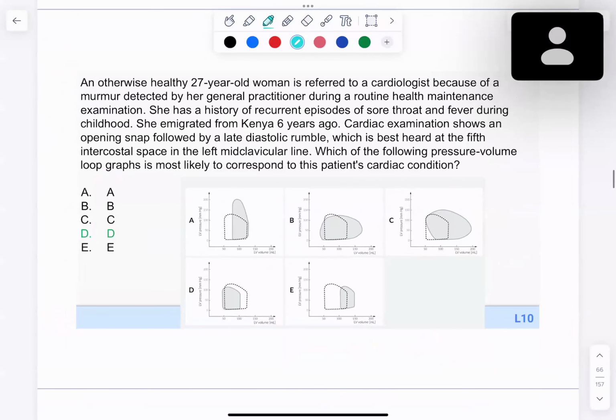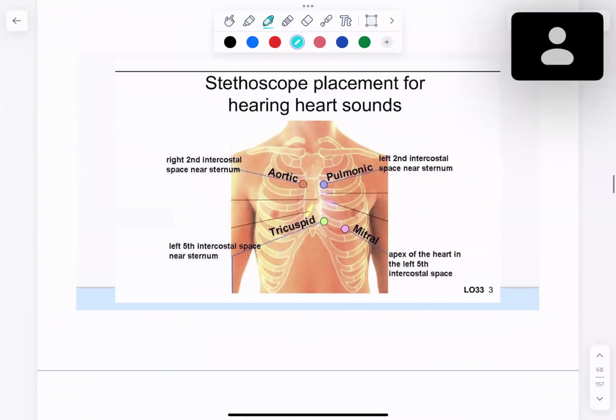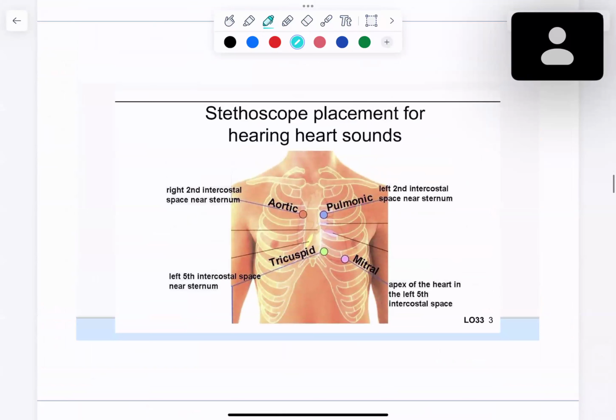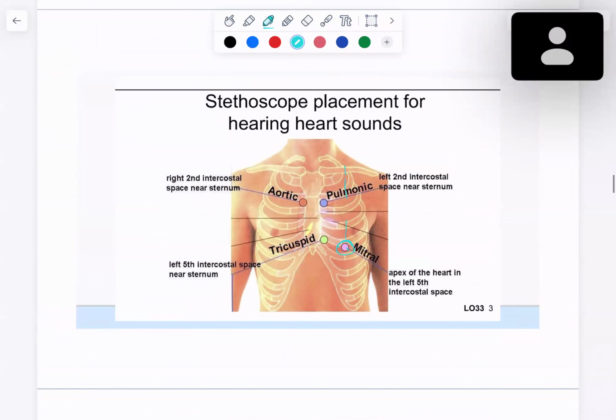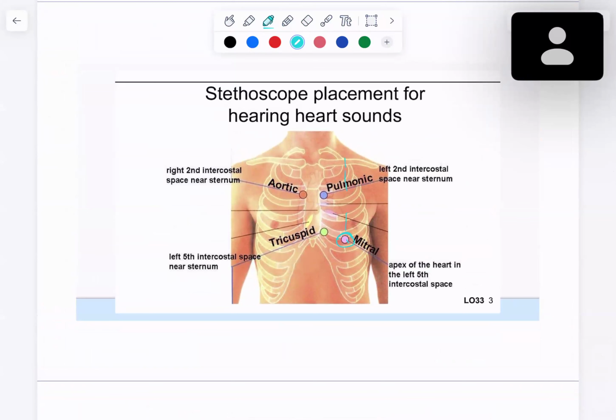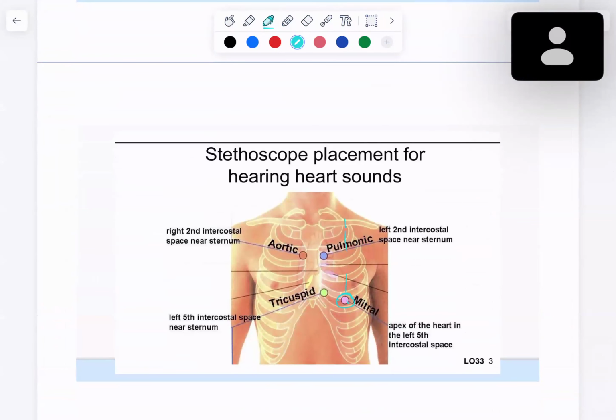And we know that mitral stenosis is a diastolic kind of murmur, right? And if you look here, you need to know this very well, where you can listen to each heart sound. They told you that they listened in the left midclavicular line, right here, which is for the mitral valve. Okay, does this make sense? Shall we move on, or do you guys want to ask any question?